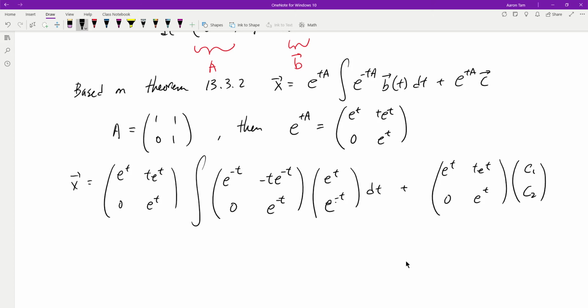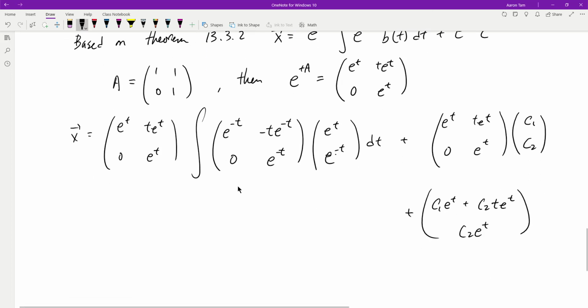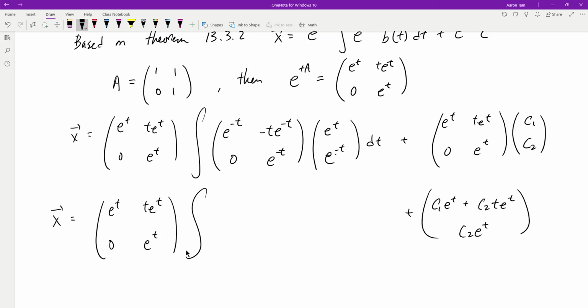Obviously, there's no easy part first. The end part, which is the homogeneous solution, will just be c1 e^t plus c2 t e^t on top, and c2 e^t on the bottom. So that's easy. Now let's do the difficult part. I have to integrate before I can multiply by the matrix e^(tA) on the outside, so I'm going to leave e^(tA) alone and leave the integral, because I'm not ready to integrate yet, but I can multiply this out.